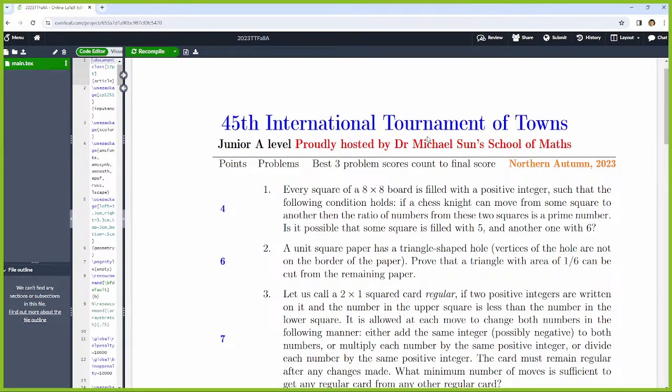Wait, so can it be any square? So you're asking what does unit square mean, right? If it just said a square paper, then that's any square. But it said a unit square. So what does the word unit mean? In this context, a unit square means a 1 by 1 square. So it just means that the side length is 1.